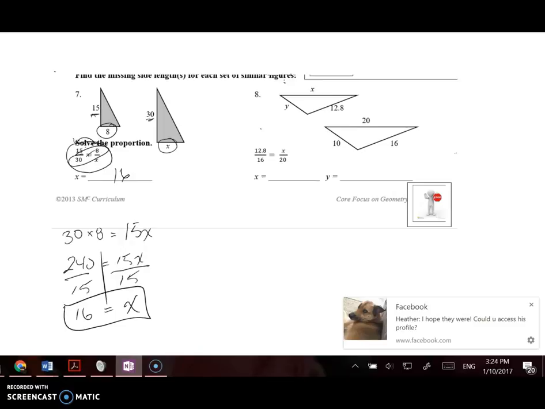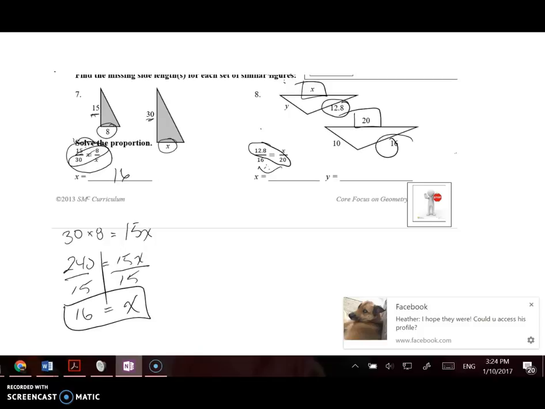Another way to do it would be to find the scale factor. 15 over 3, the scale factor is 1/2. So 8 is 1/2 of x, or 8 times 2 is x. So 8 times 2 is 16. So I could use scale factor as well. Let's do this one over here. Notice corresponding sides, 12 over 16, same relative position, x over 20. Alright, and then I can cross multiply and divide.